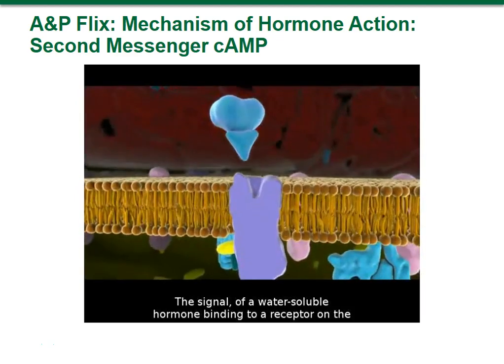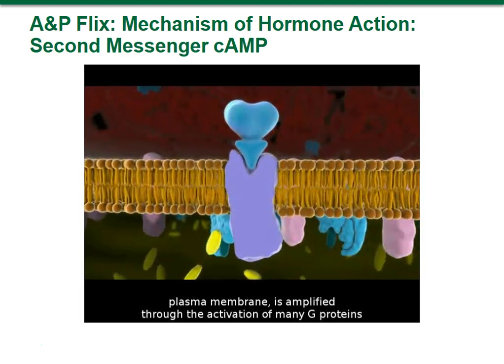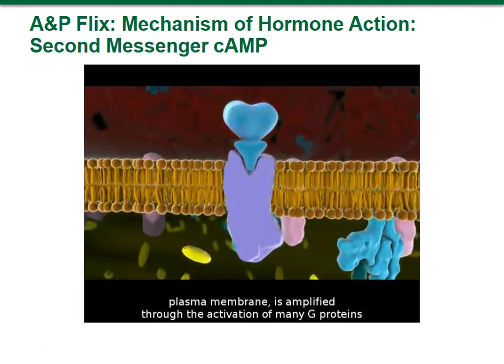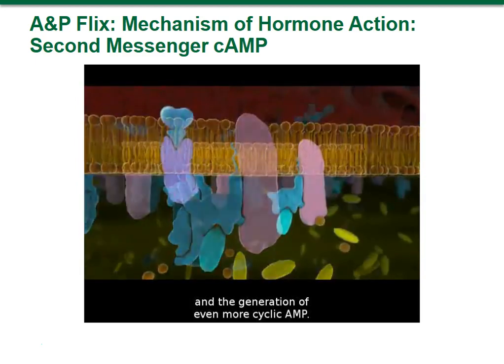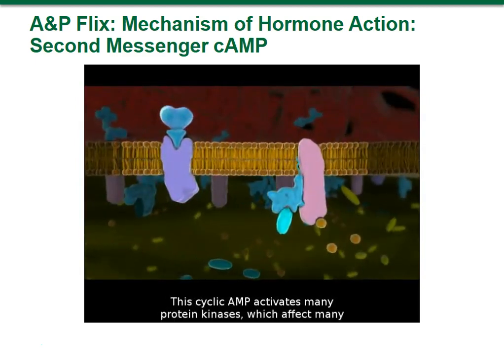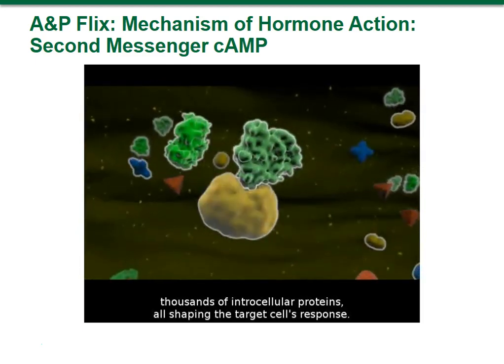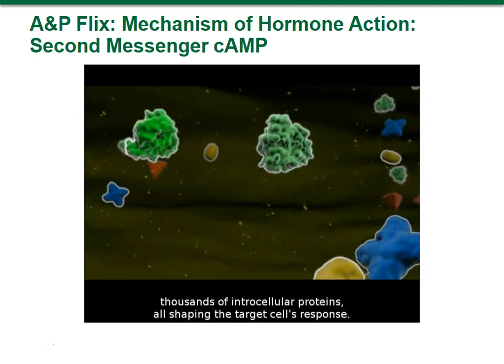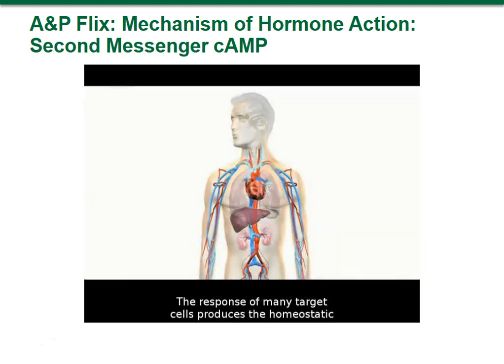The signal of a water-soluble hormone binding to a receptor on the plasma membrane is amplified through the activation of many G proteins and the generation of even more cyclic AMP. This cyclic AMP activates many protein kinases, which affect many thousands of intracellular proteins, all shaping the target cell's response. The response of many target cells produces the homeostatic and regulatory effects controlled by the endocrine system.